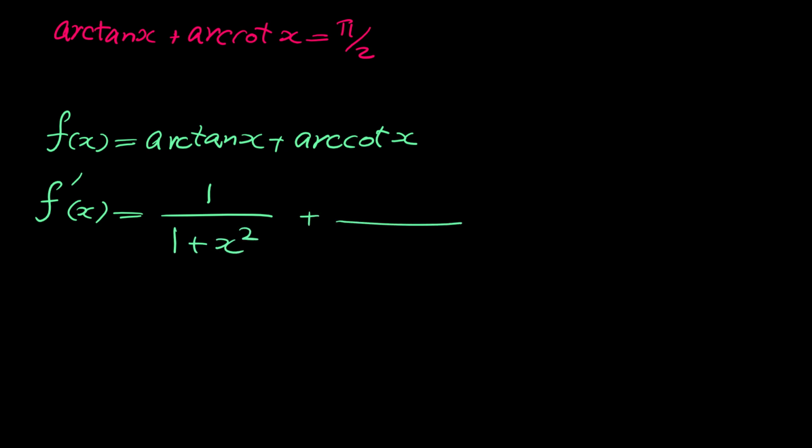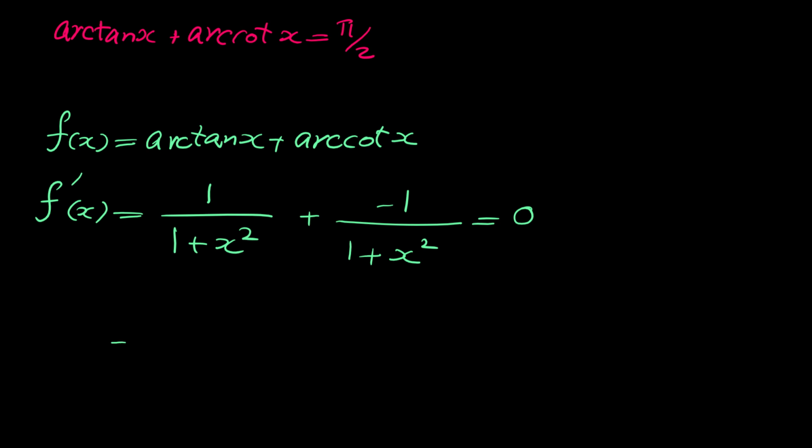The derivative of arctangent of x, based on derivative rules, is 1 over 1 plus x to the 2. And the derivative of arccotangent is negative 1 over 1 plus x to the 2. So 1 over 1 plus x to the 2 minus 1 over 1 plus x to the 2 is 0. So the derivative of the function f is 0.